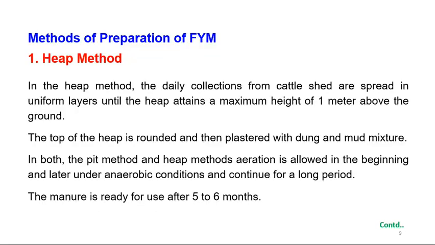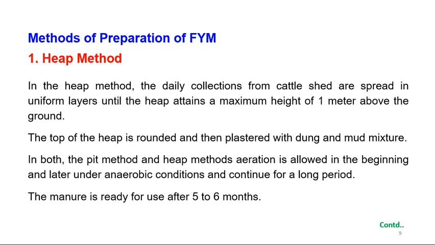Now we come to the methods of preparation of FYM one after another. Firstly, we have the heap method. In the heap method, the daily collections from the cattle shed are spread in uniform layers until the heap attains a maximum height of 1 meter above the ground. The top of the heap is rounded and then plastered with a dung and mud mixture.